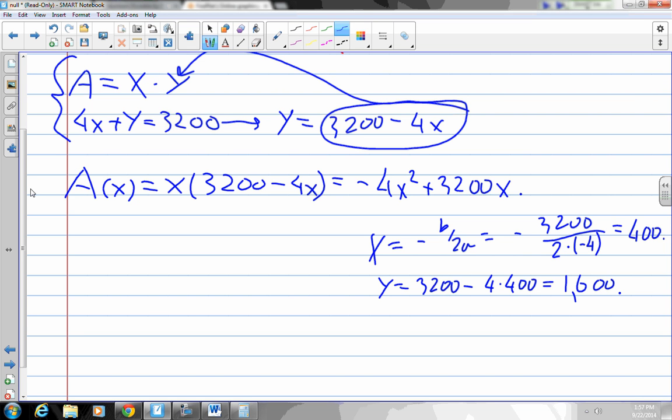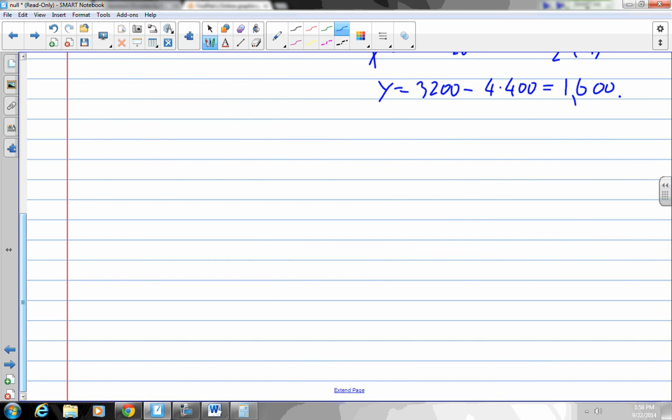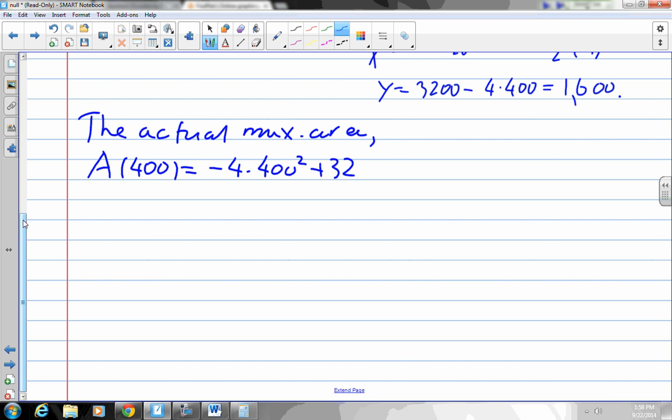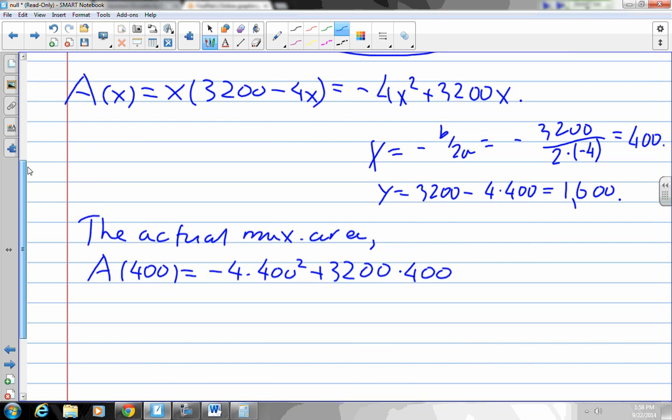So those will be the dimensions of that lot: 400, 400, 400, and 1,600 on the top. That will contain the maximum area. We can find that maximum area by plugging 400 back into our function, A of 400. That's negative 4 times 400 squared plus 3,200 times 400. That was my function. I just plugged in 400 for every x.